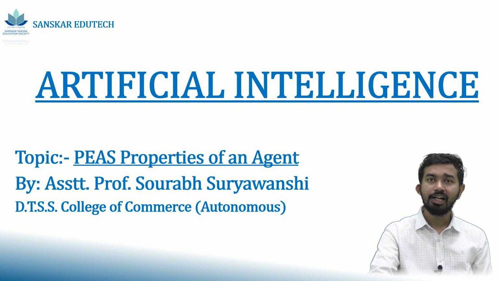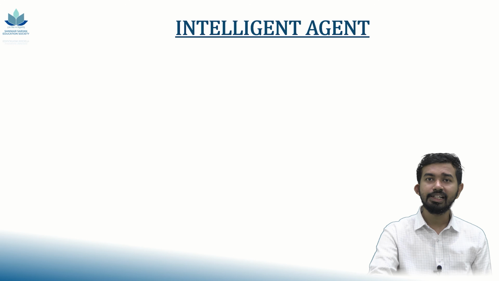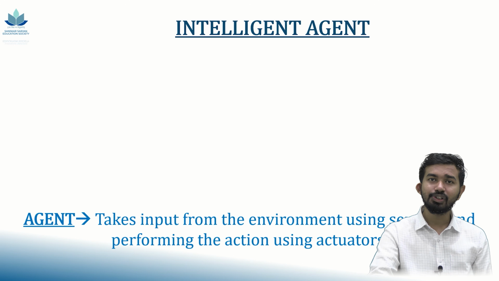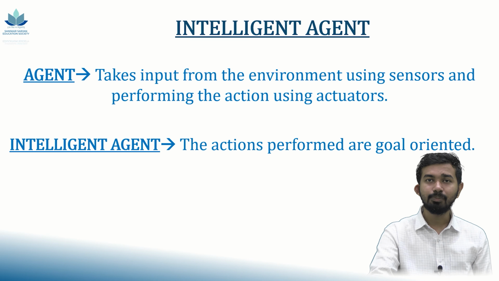In today's session, I am going to discuss the PEAS properties of an agent. But before going to the PEAS properties, let us discuss intelligent agent and rational agent. So, basically, what is an agent? An agent is a combination of sensors and actuators. The sensor takes input, and the actuator performs the action. Now, how is an intelligent agent different? An intelligent agent performs actions which are goal oriented.